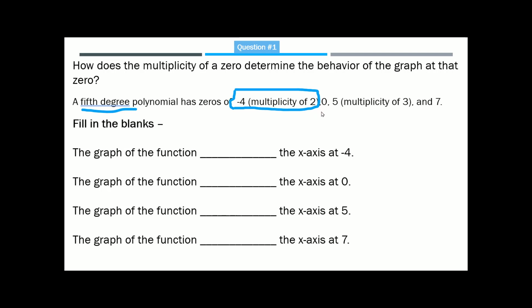We have a 0 at 0. We have a 0 at 5 with multiplicity of 3. So I'll box that in. And we have a 0 at 7. So there's basically 3 things that can happen. So let's take a look at a visual representation of what that looks like.